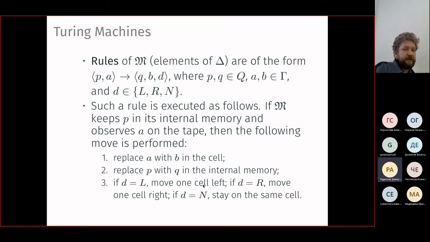So this can rewrite symbols on the tape and can change our internal state. See, P could be equal to Q and A could be equal to B, so we're not obliged to rewrite, but we can do it. And we can move left or right.